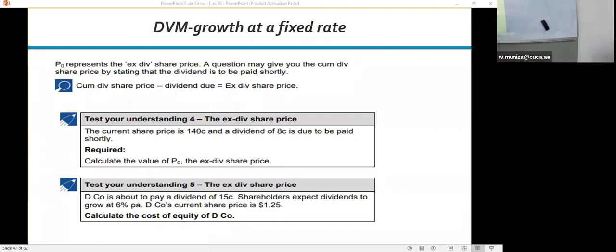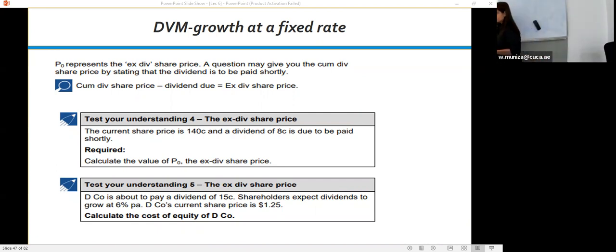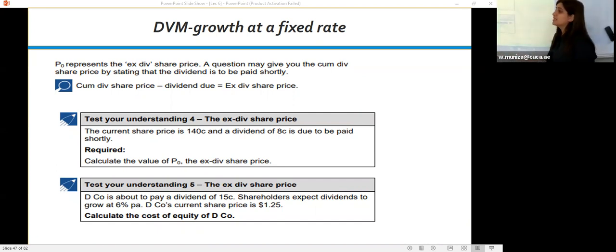So students, this one is the cum dividend share price and the dividend is 8C. So 140 minus 8 will be the ex dividend share price, that is PO. Got it? Atif, before you were out, we were discussing that formula. Cum dividend share price is the amount including dividend, and ex dividend share price is excluding dividend. In the exam, when PO is given, this has to be assumed as the ex dividend. So if they are giving you the cum dividend share price, you first have to convert it into the ex dividend in order to put that in the formula. So 140 minus 8 cents will be the ex dividend share price, simple.